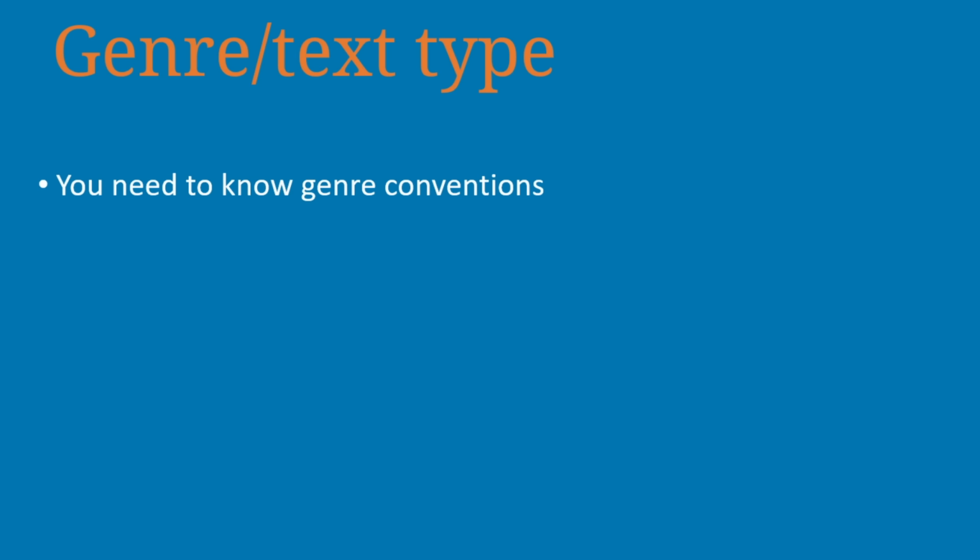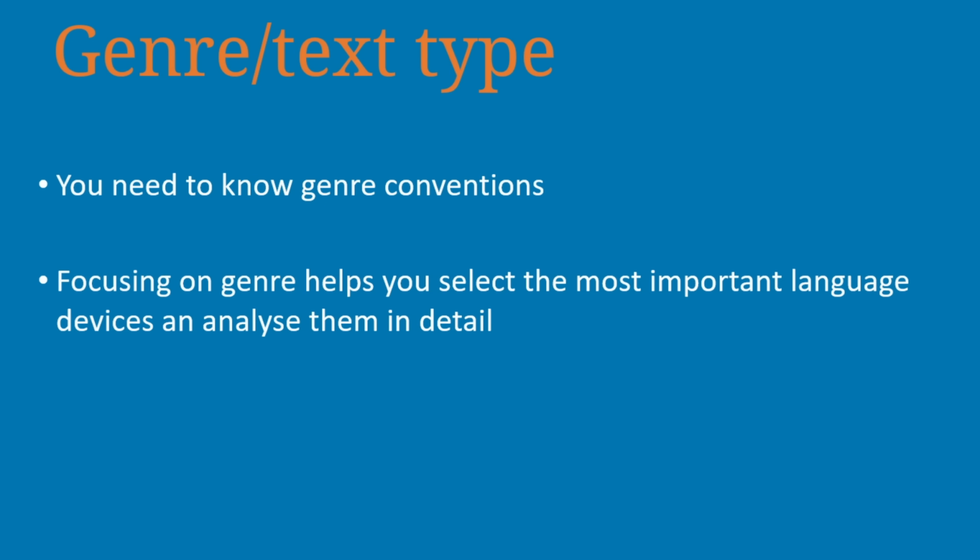Focusing on the genre from the very beginning, from the very moment you read the task, helps you focus on the important information and helps you look for the most significant language devices in the text. Obviously, in an exam like this, when time is a major constraint, being able to select the most relevant information is of utmost importance.